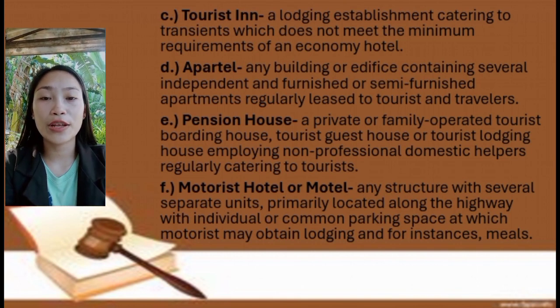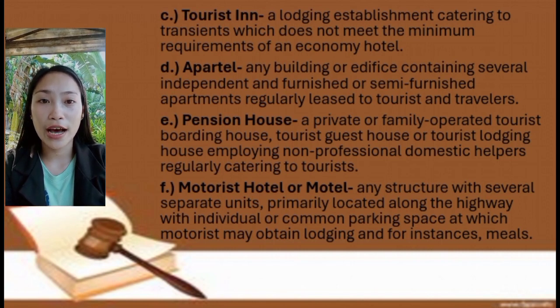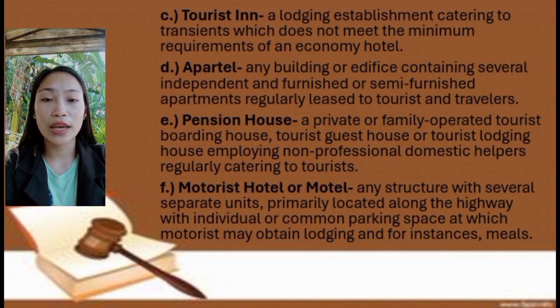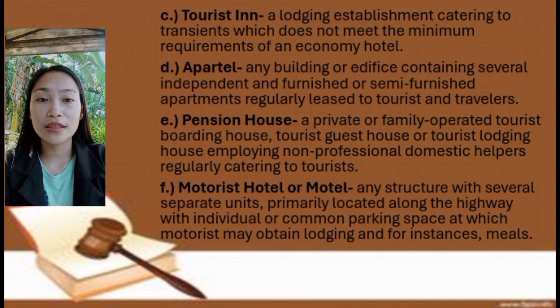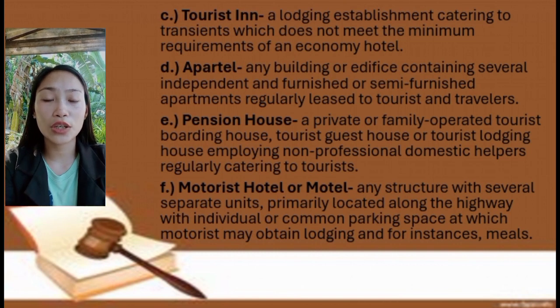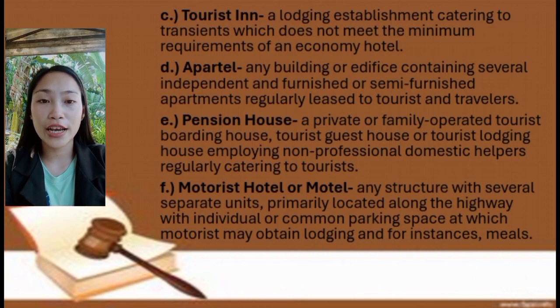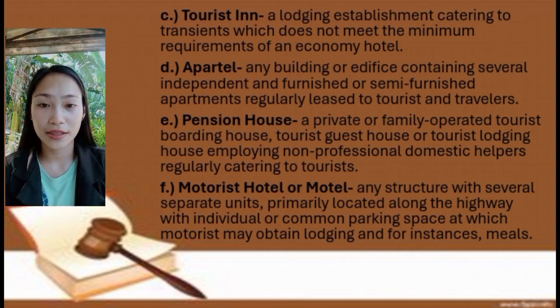Then, we have pension house: a private or family-operated tourist boarding house, tourist guest house, or tourist lodging house employing non-professional domestic helpers, regularly catering to the tourist. Then we have motorist hotel or motel: any structure with several separate units, primarily located along the highway with individual or common parking space at which motorists may obtain lodging and, for instance, meals.